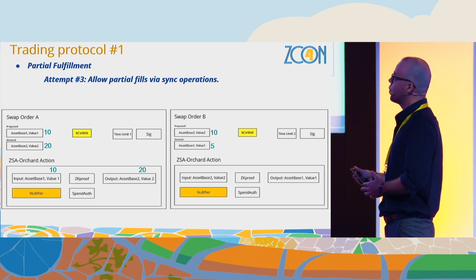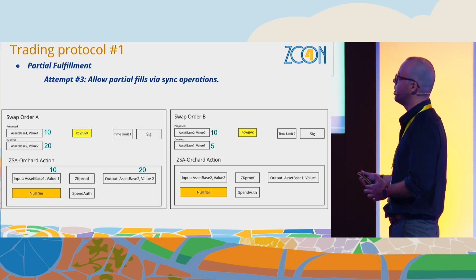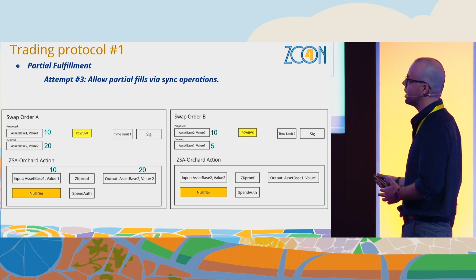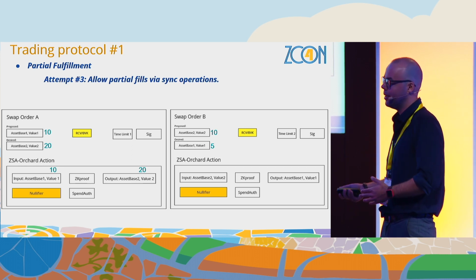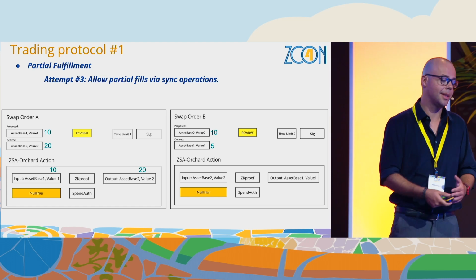The traders should have the ability to respond to synchronous operations, but this is not mandatory. If I just want to swap something like $5, I don't need to be online all the time. I can just send my swap order and be gone.